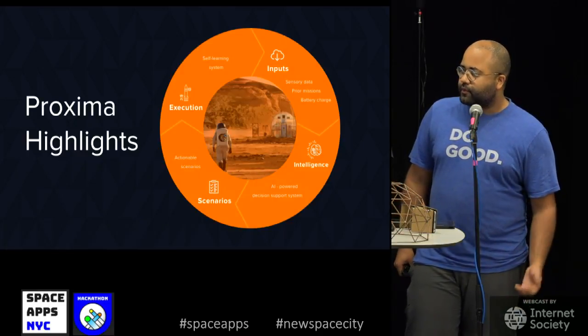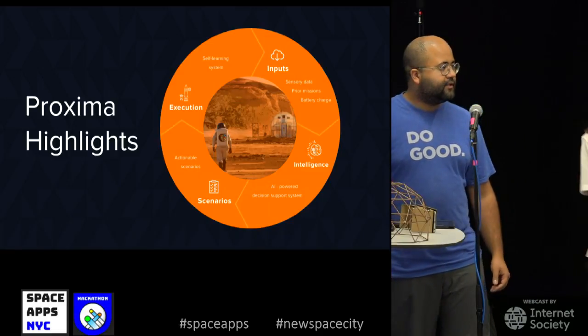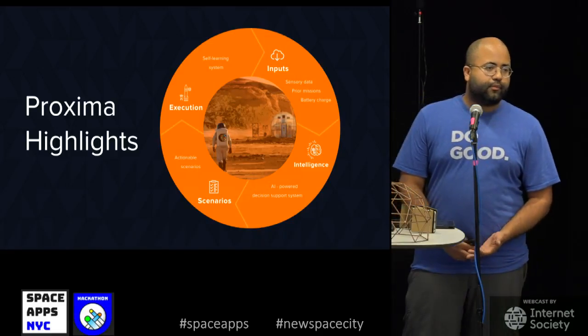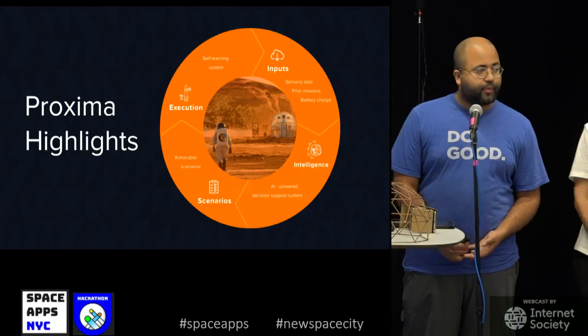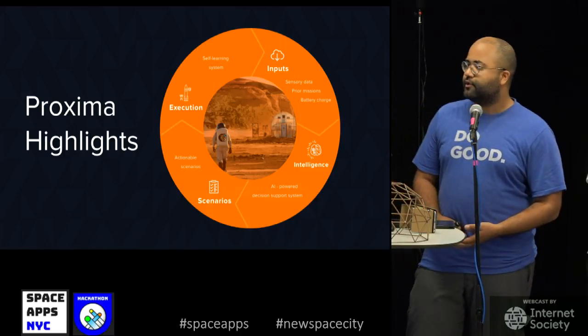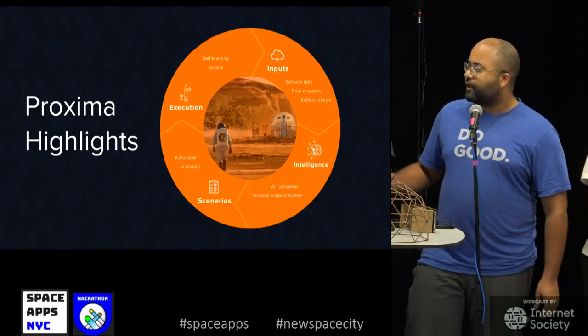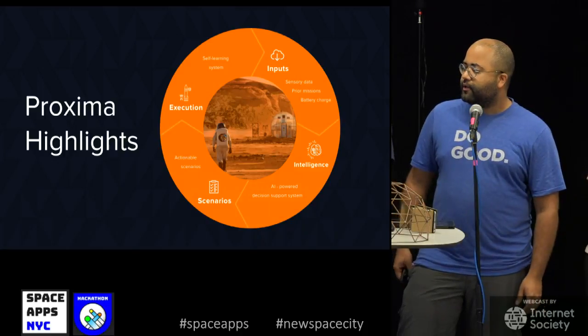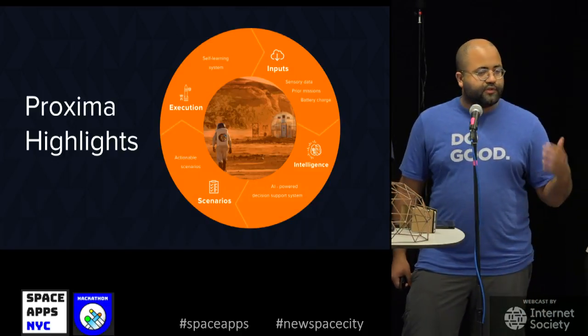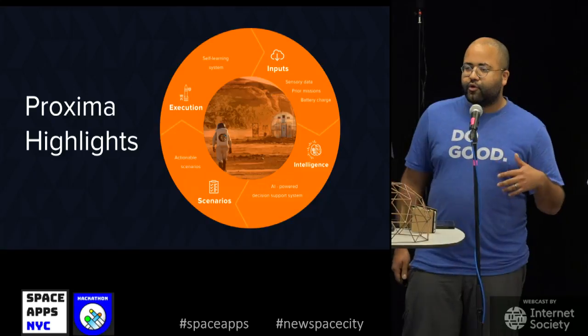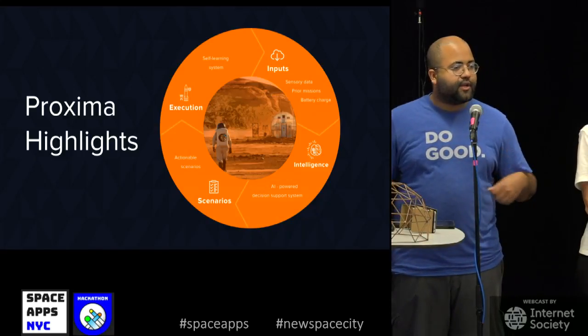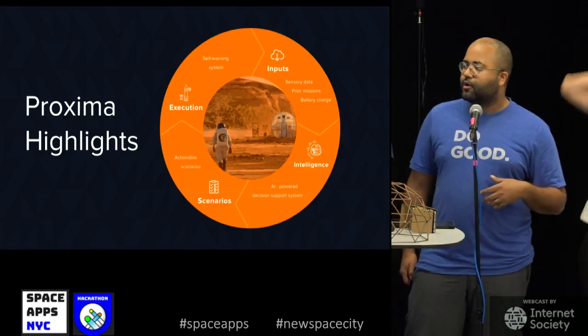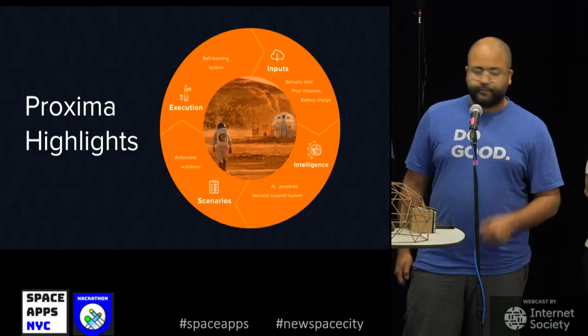Essentially the way Proxima works is that it feeds information from the current capacity of the solar panels and the battery generation production into our AI, which then produces scenarios if an abnormal situation occurs. It gives it to the commander or the staff, and it says, do this.